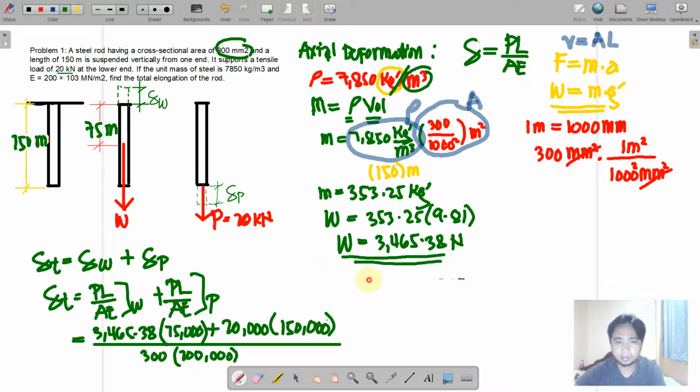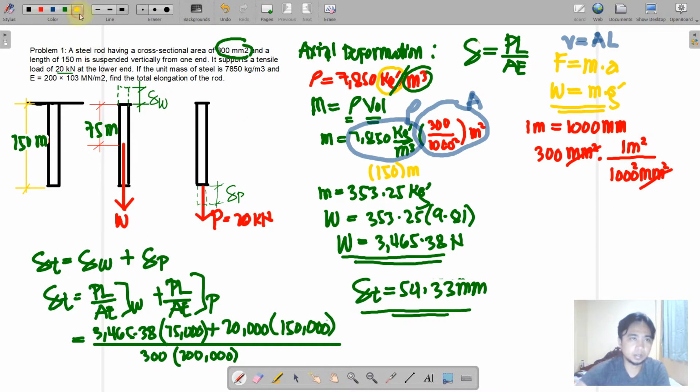Finally, we have the total deformation equivalent to 54.33 millimeters. Okay, so very easy problem.